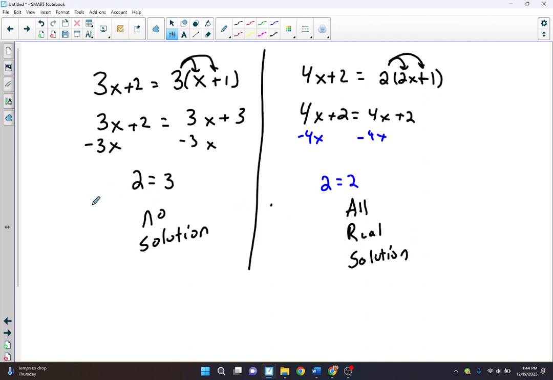For no solution, you could do a circle with a line through it. That's the null symbol. And for all real solutions, it's a double-backed R, something like that, okay? Again, if you want to write them out, that's fine, but those are the symbols in case you want to go quicker.